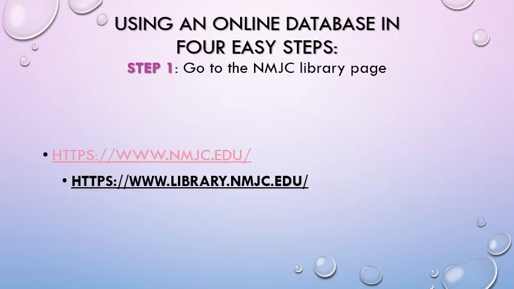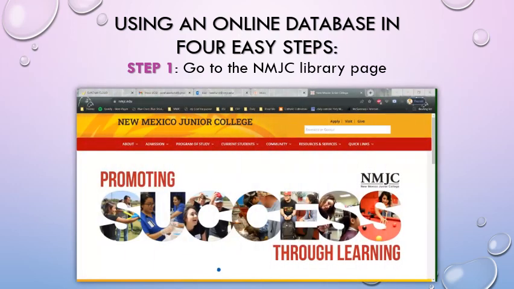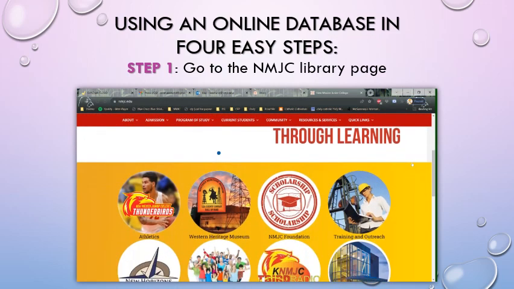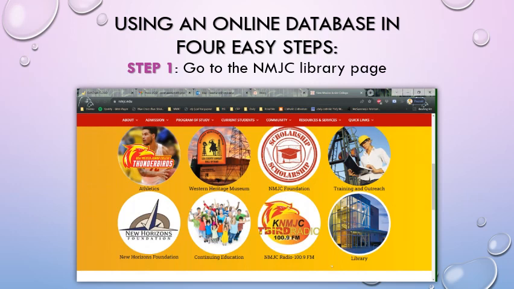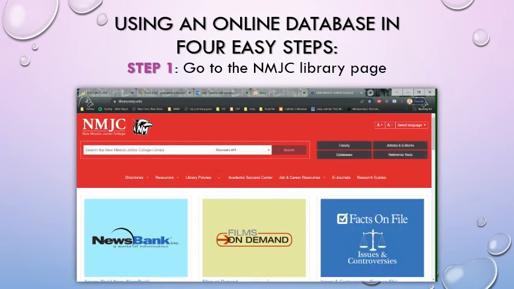So let's practice going to the NMJC library page. I've put the links here, but if you don't know how to get to them, let me show you. If you start at our main page and then you scroll down to all those bubbly buttony things and you click on the thing that says library, that'll take you right there. So there are all of our sources. This is our library page. This is where we can start looking for online databases.